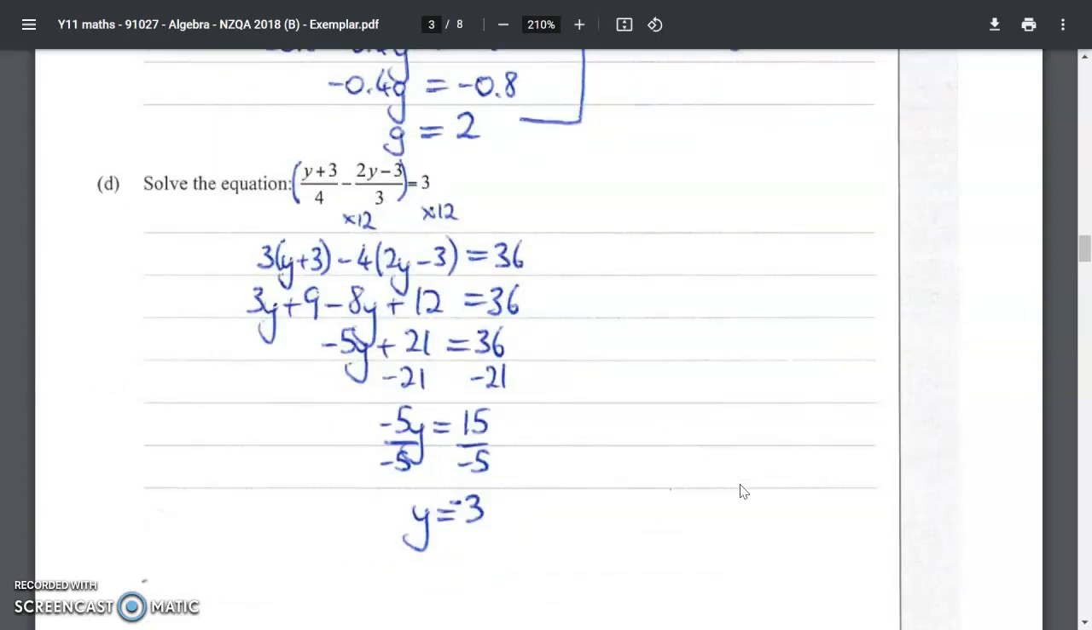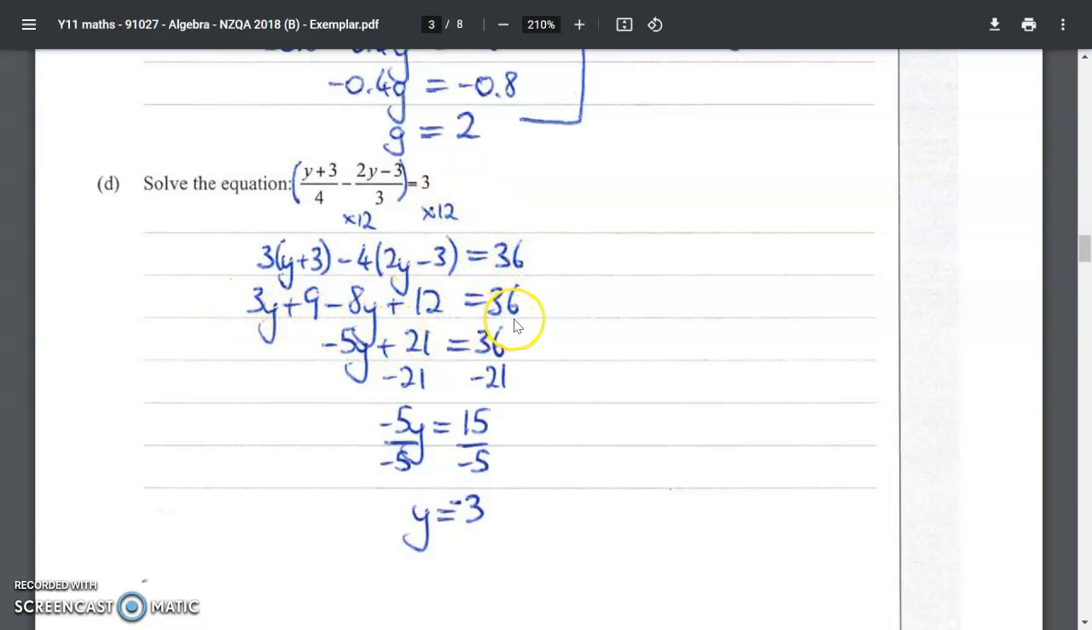Okay, next question. Solving an equation. So we want to clear the fractions first. We can do that by multiplying both sides by 12. This first fraction, we're multiplying by 12 and dividing by 4, which is the same as multiplying by 3. So we get 3 times y plus 3. The second fraction, we're multiplying by 12 and dividing by 3, which is the same as multiplying by 4. So we get 4 times 2y minus 3, and that equals 12 times 2, which is 36.